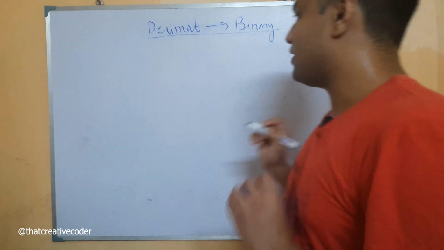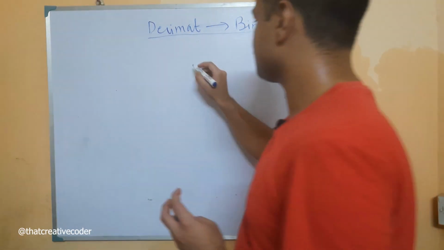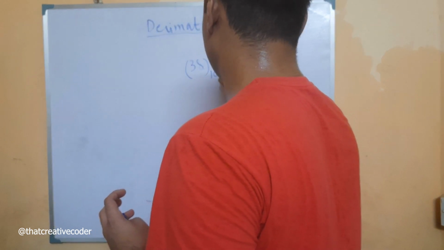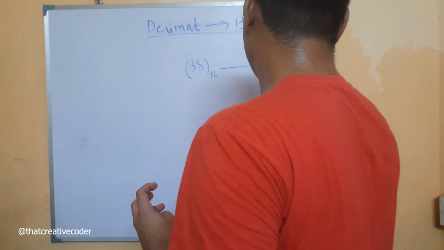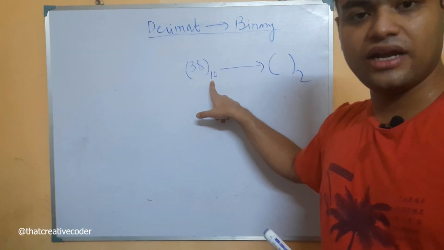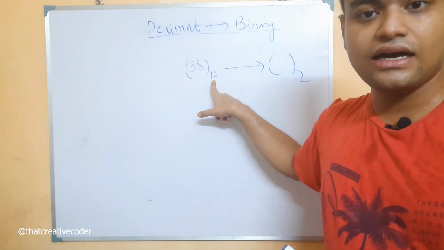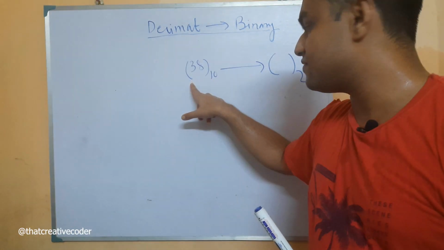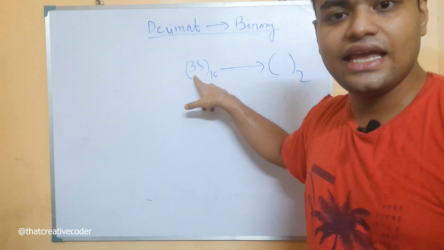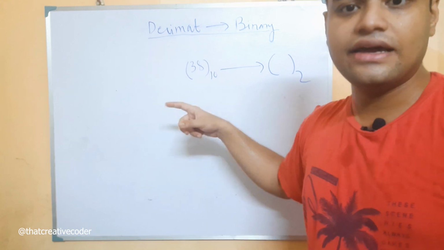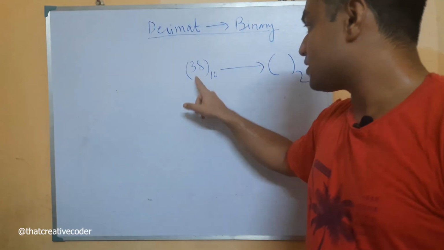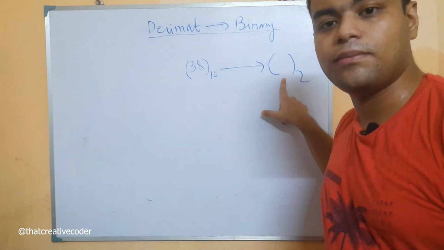Now let us take the example of the number 38. This is a decimal number and we have to convert it to a base 2 number. 38 is definitely a decimal number because we have 0 to 9, and 3 and 8 do fall in the range 0 to 9. So 38 is a decimal number, and we have to convert it to a binary number.